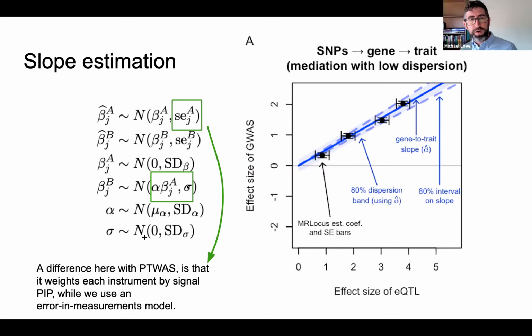A diagram of these parameters on the right-hand side would be the effect sizes on the QTL on the x-axis and on the GWAS on the y-axis. The gene to trait slope is this heavy blue line, alpha hat. We have an interval, like a credible interval on the slope, that's the cone with the dashed lines. And then we also have a band, which makes use of our estimated sigma. So this thin band is, I think, an important distinction, differing the inference on the slope and the cone of uncertainty about the slope, and then the dispersion of the individual signal clusters from the slope. So alpha is here and sigma is here.